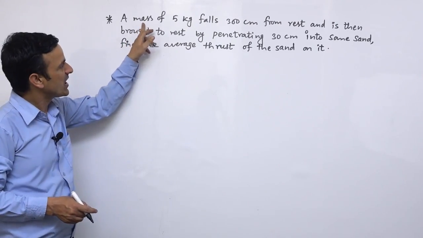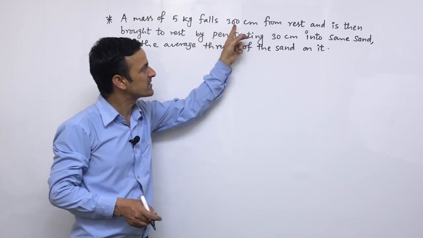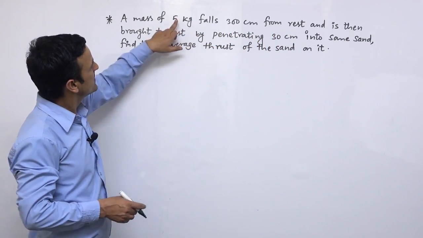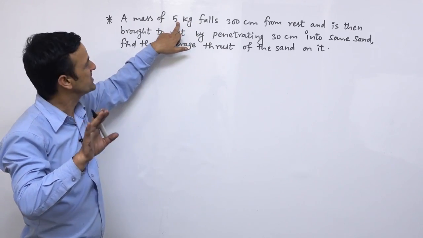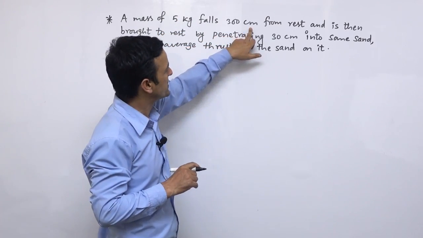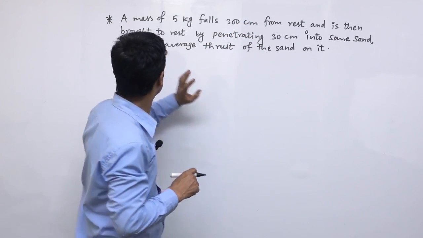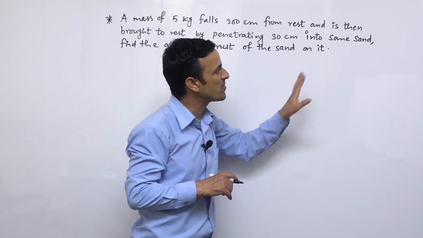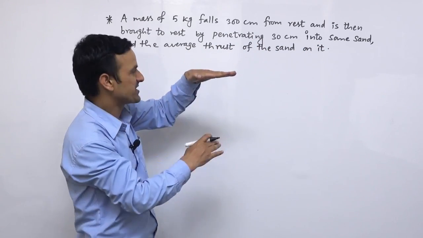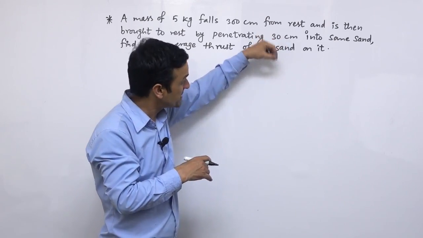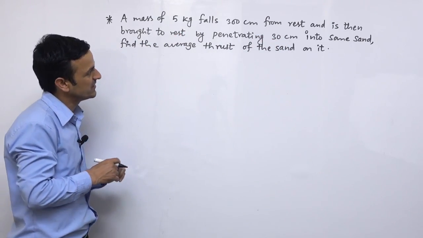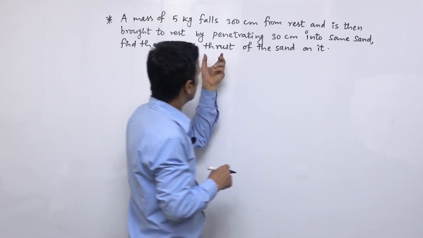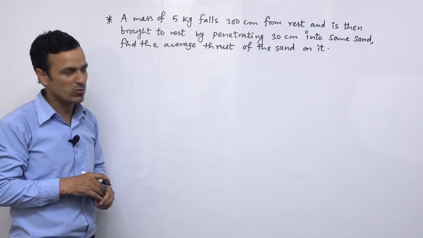So we have this question now. A mass of 5 kg falls 300 centimeter from rest, and is then brought to rest by penetrating 30 centimeter into some sand. So after penetrating 30 centimeter into the sand it comes to rest, find the average thrust of the sand on it. We need to find the acceleration produced there.